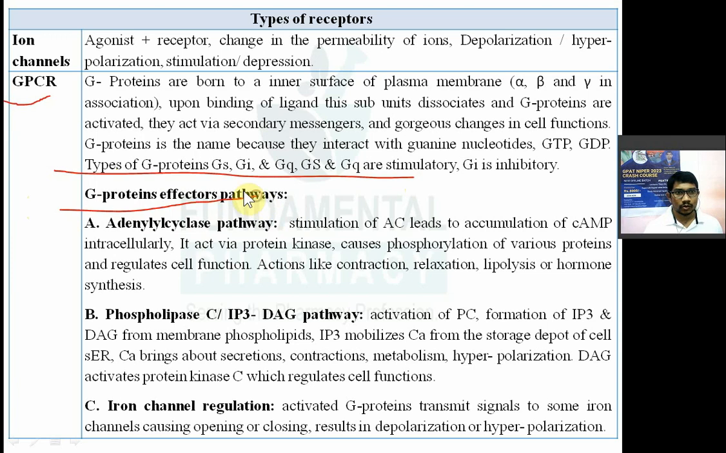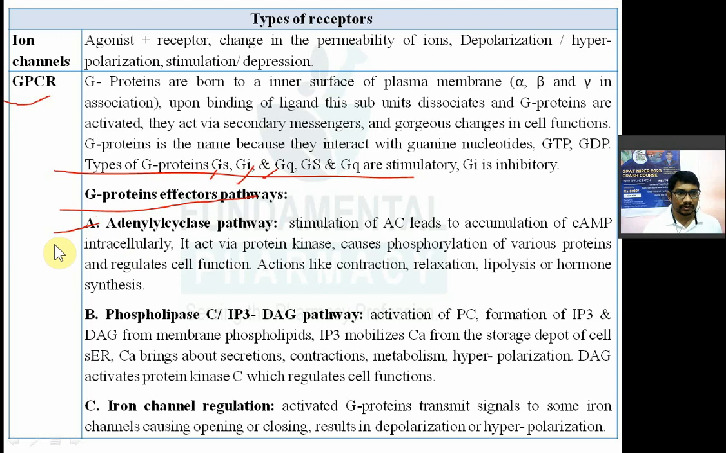वो अगर G स्टिमुलेट हो गया, जैसे G प्रोटीन यस वाला जो है वो एक्टिवेट हो गया, क्या होगा? GQ एक्टिवेट हो गया तो क्या होगा? GI एक्टिवेट हो गया तो क्या होगा? स्टिमुलेशन ऑफ G प्रोटीन they act via effector pathway. First one is the adenyl cyclase pathway. So activation of G stimulation, GS, okay, will activate the adenyl cyclase.